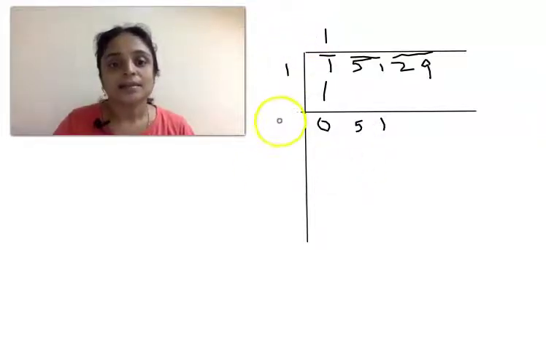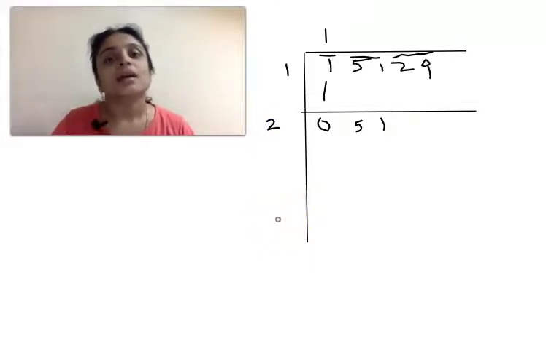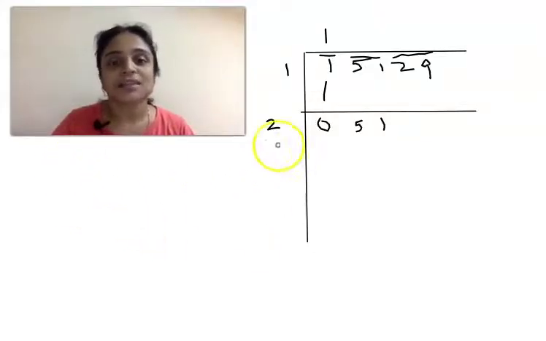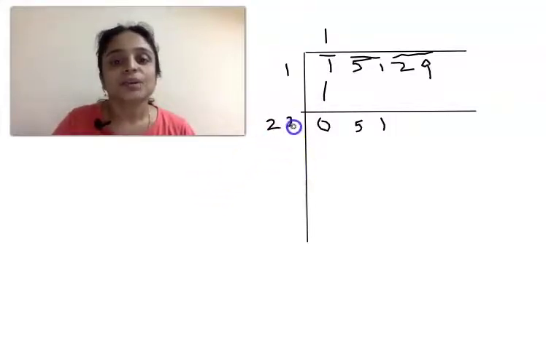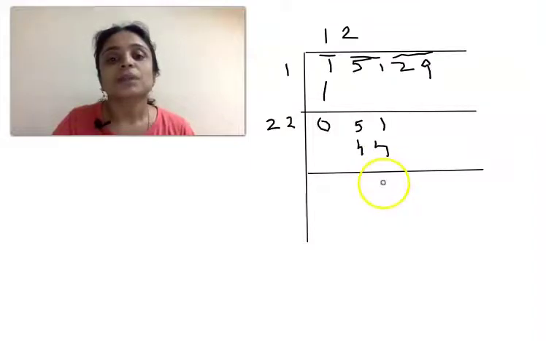Now add this, 1 plus 1 is 2. Now find a number a such that 2a into a is less than or equal to 51. Obviously it is 2. 22 into 2 is 44, which is less than 51. 23 into 3 is 69, which is more than 51. So, we can write 2 here. Then 44. 22 into 2 is 44. Now, 51 minus 44 is 7. Then bring this 29 down.